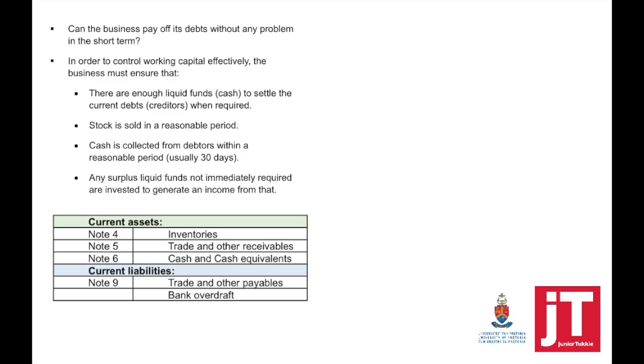So you need to know that when we're talking about our working capital, is the business liquid? We're looking at our current assets and our current liabilities. And you should know by now, if you know your formats, the current assets consist of inventories, trade and other receivables, cash and cash equivalents. My current liabilities consist of your trade and other payables and your bank overdraft.